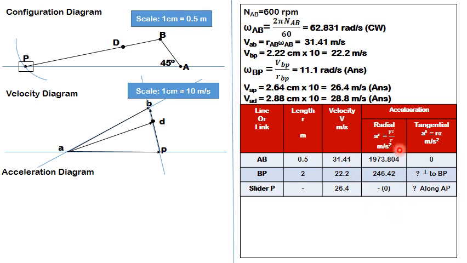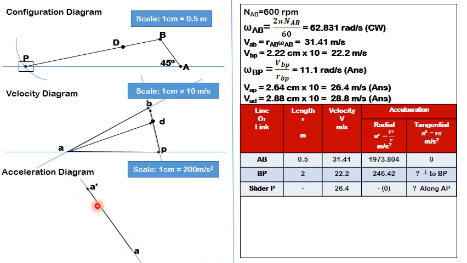But before going to draw the acceleration diagram I need to fix the scale. If you see the values here, they are around 246 and 1973. So the scale which I have selected is, I will assume 1 centimeter is equal to 200 meter per second squared. That means if I divide it by 200 it will come around 9.5 something. So take that value and draw a line of 9.5 centimeter, and this line should be parallel to link AB.